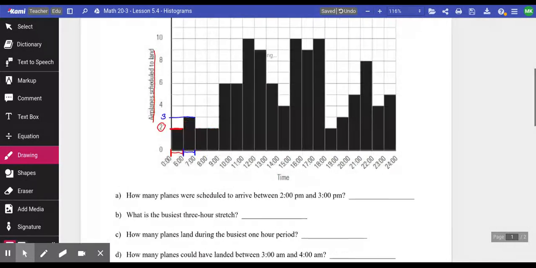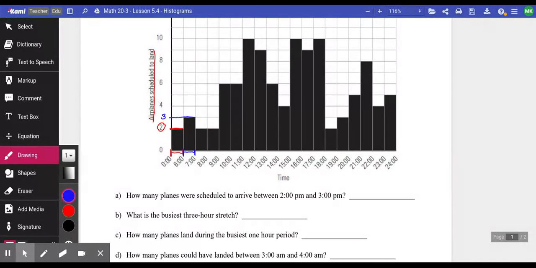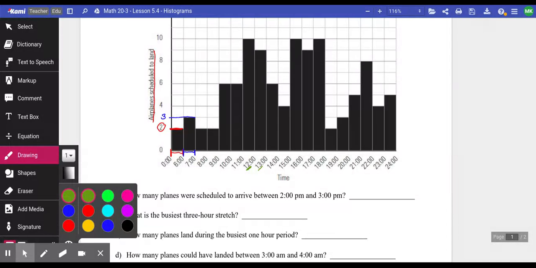Cool. If we look at letter A, how many planes were scheduled to arrive between 2 and 3? So let's look for 2 o'clock to 3 o'clock. When you're doing military time, right, this is noon. 13 would be 1 o'clock. 14 would be 2 o'clock. 15 would be 3 o'clock. So from 2 o'clock to 3 o'clock would be this many planes, which is 4 planes. So in between the hours of 2 to 3, there would be 4 planes landing.